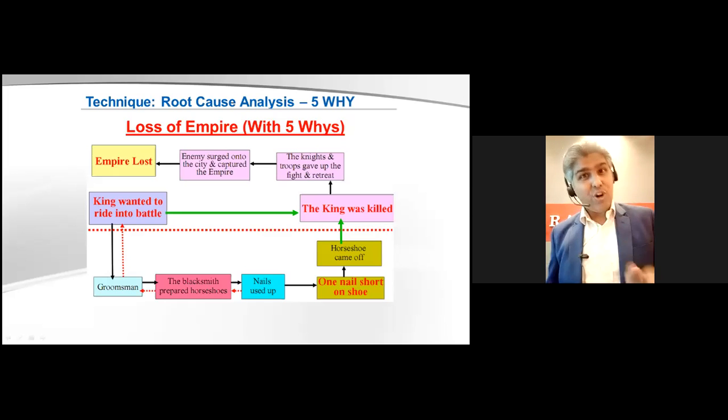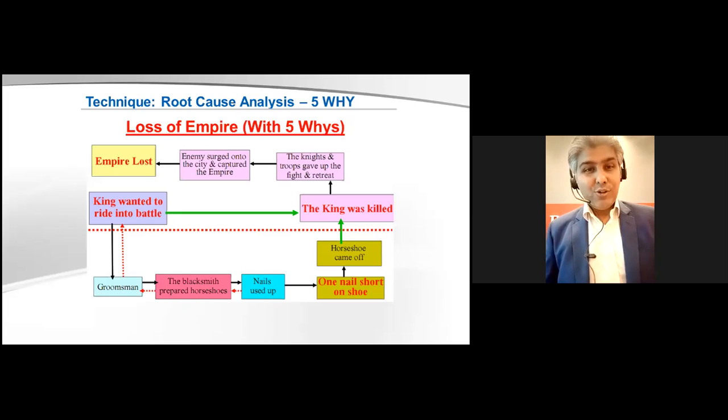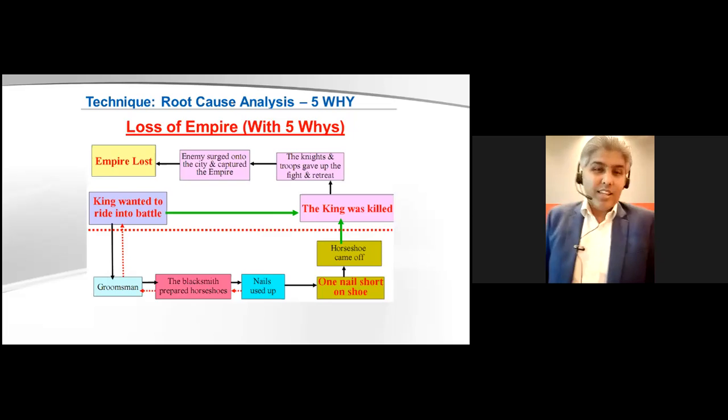Because there was one nail short. One nail was not there at all. How was this nail short? Because the used nail was used, and who is the one who did this? It's the blacksmith who prepared the horseshoe. So you see, buying a horseman was an easy job. So the enemy bought the blacksmith who intentionally kept one nail short in the king's horseshoe, due to which the shoe came off and the king died.